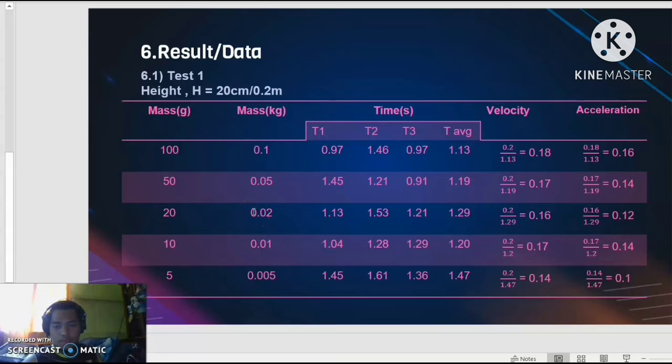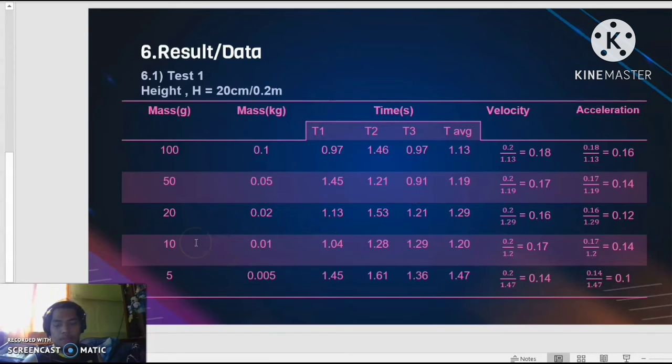For the third experiment, we take the 20 gram or 0.02 kilogram weight. The times recorded are 1.13 seconds, 1.53 seconds, and 1.21 seconds. And the average time taken is 1.29 seconds.